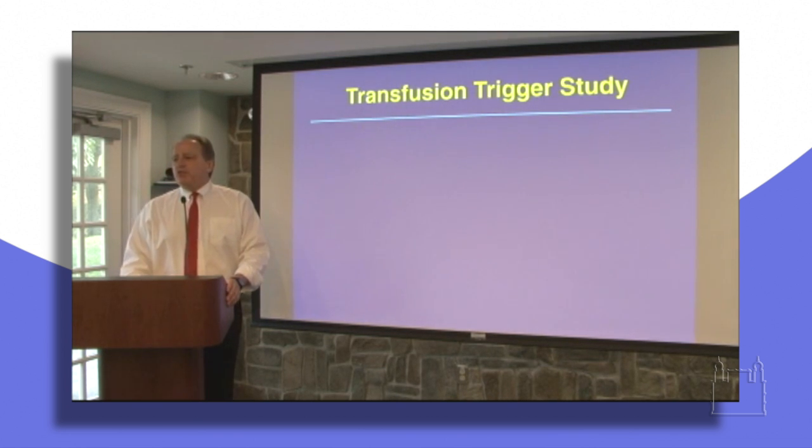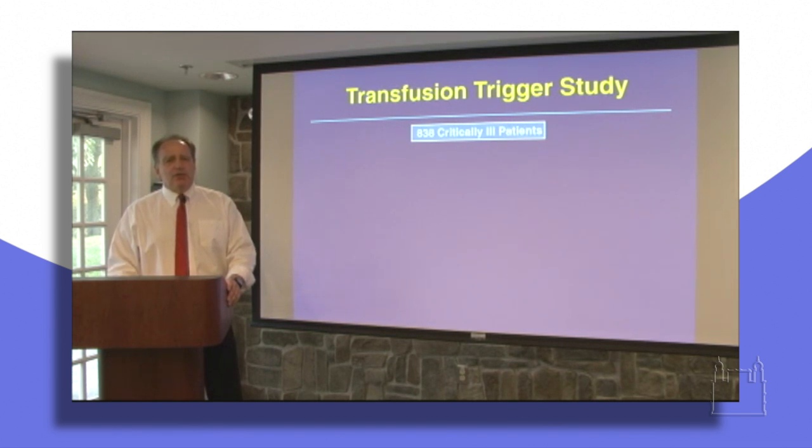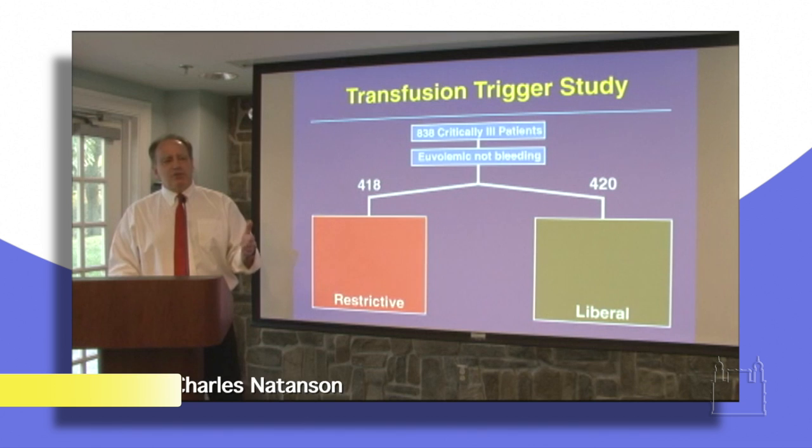Now let's discuss the transfusion trigger trial, not in terms of how it was published in the New England Journal, but let's discuss it in terms of the misalignment problem. The first important thing for you to understand is they took 840 critically ill patients. And those critically ill patients had nothing going on. There was nothing wrong. They were just in the intensive care unit. It was surgical intensive care units in Canada, and things were going along fine. They were euvolemic. They were not bleeding. And they randomized them to two arms, a restrictive arm and a liberal arm.